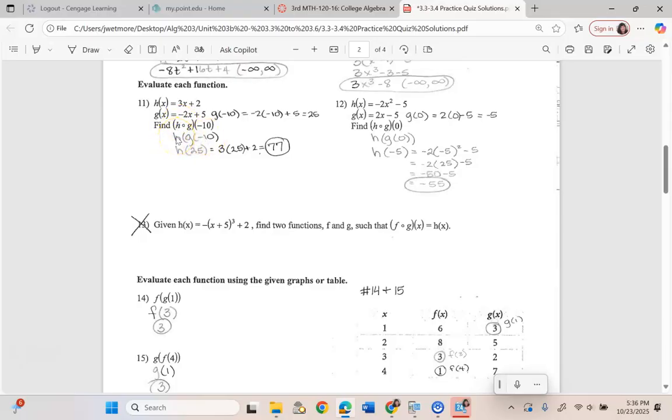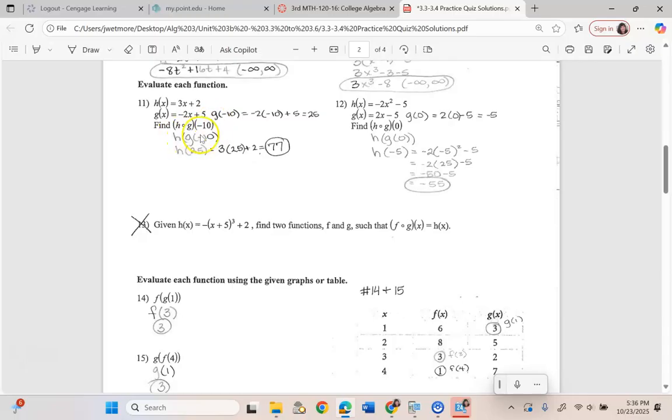So put your finger over the h over here and cover it up. You're just doing g of negative 10. So g of negative 10 means put negative 10 in the place of this x right here. So negative 2 times negative 10 plus 5 would give us 25.